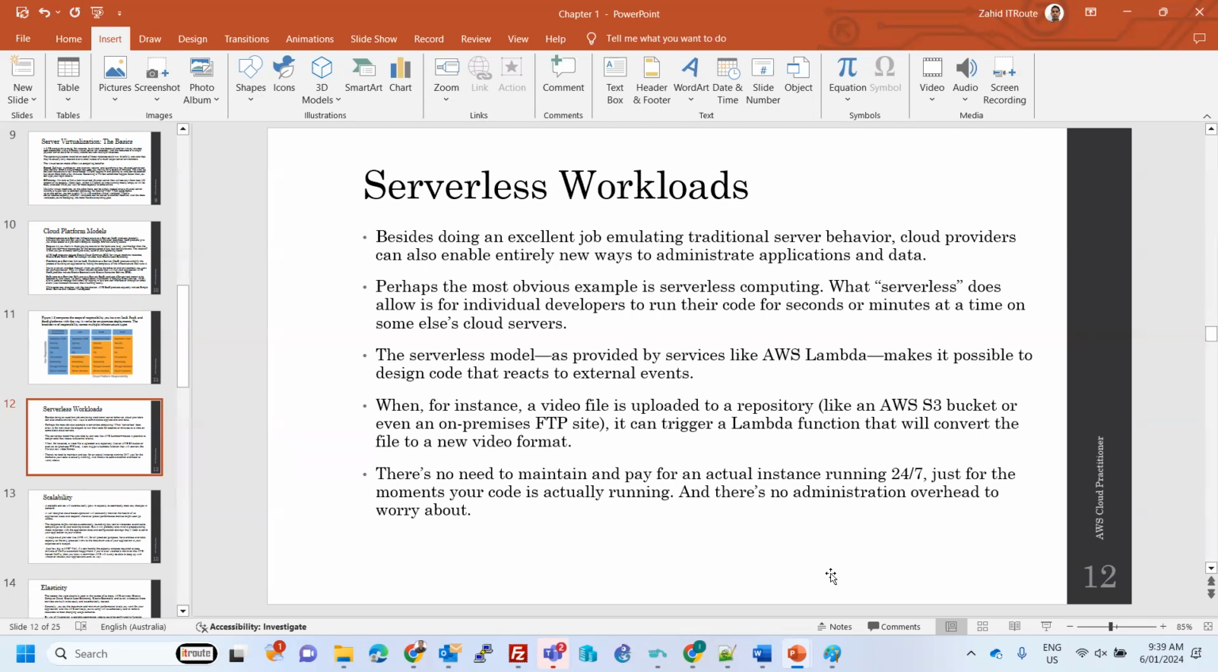Now, another thing called serverless workloads. Besides doing an excellent job emulating traditional server behavior, cloud providers can also enable entirely new ways to administrate applications and data. Perhaps the most obvious example is serverless computing. So what serverless does allow is for individual developers to run their code for seconds or minutes at a time on someone else's cloud servers.